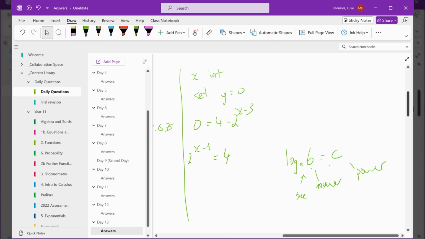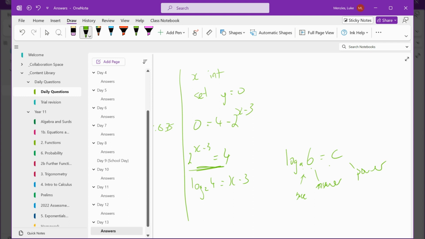Okay, and we've got a similar situation here. So what we can say here is log base 2 of 4 is equal to x minus 3. Another way you could do this is think about the powers. 2 to the power of what gives you 4?